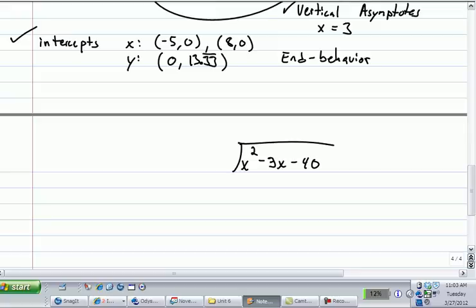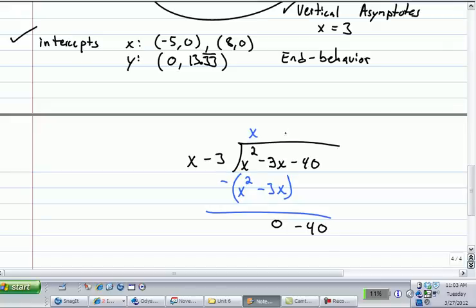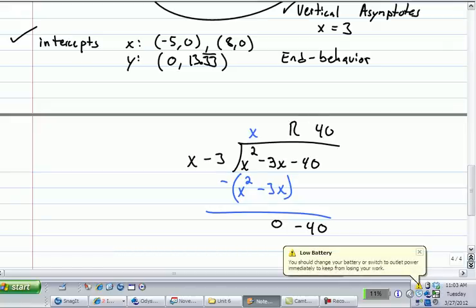And what are we dividing into that? X minus 3. Okay. I got x with a remainder of 40. Okay, so that's 0. I got x. Yeah, I got the same thing as you. Do you care about the remainder? You don't care about the remainder. Just x. So your quotient is x.